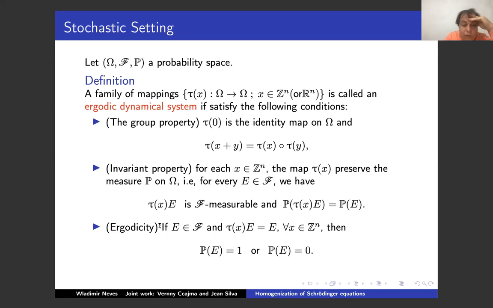And then we are going to choose the property that this dynamical system is ergodic. So it means that for every measurable set A with tau of x applied to A equal to A for every x, which could be in R^n or in Z^n, the probability measure of A should be 1 or 0.